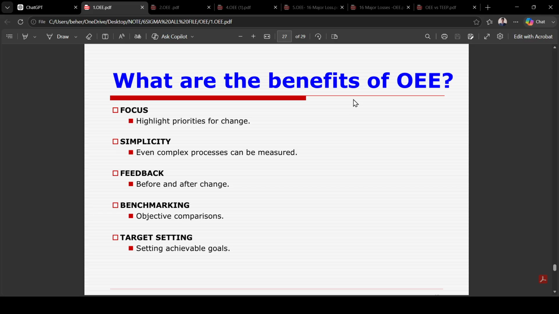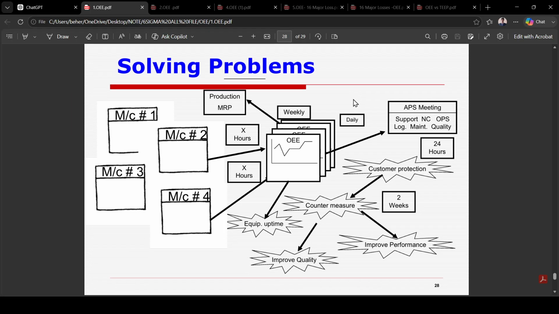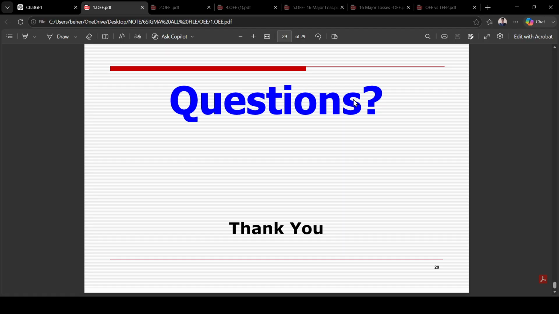Then what are the benefits of OEE? Focus: highlights priorities. Simplicity: even complex processes can be measured. Feedback: before and after change. Benchmarking: objective comparison. Target setting: setting achievable goals. Solving problems. So many problems are there in production, estimating equipment uptime or downtime.